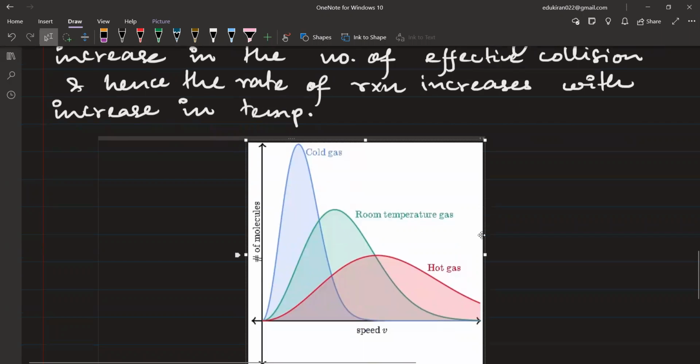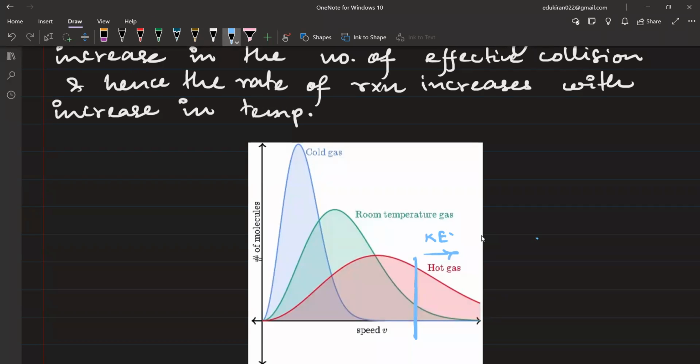After this, you can draw this diagram. It doesn't need to be accurate, okay? What it shows is that, if I take a value of kinetic energy somewhere here, let us suppose this is the cutoff threshold energy. Whatever is after this, the kinetic energy is greater than the threshold energy. So this point here is my threshold energy.